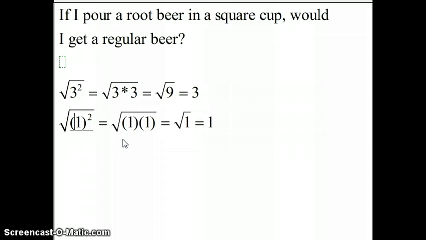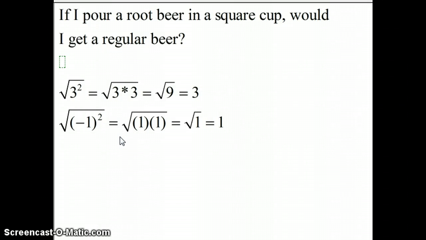The problem runs into what happens when I throw negative numbers in here. Well, now I've got negative 1 times itself. Negative 1 times negative 1, there's a problem here. That still ends up being a positive 1, because a negative times a negative is always a positive. You've got the positive here. And the square root of positive 1 is just regular 1.